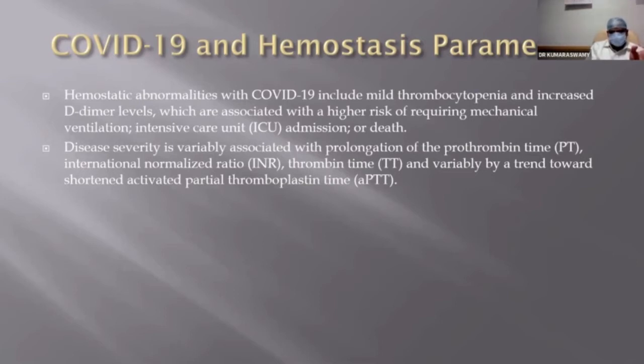I think, Dr. Jawale, you got the information from this sentence, because those who have an increased level of D-dimer will always have a risk of death, and the patient going into mechanical ventilation or some sort of sepsis or complications is more. Disease severity is variably associated with prolongation of the prothrombin time, INR, and TT, and also there may be a decrease of APTT.